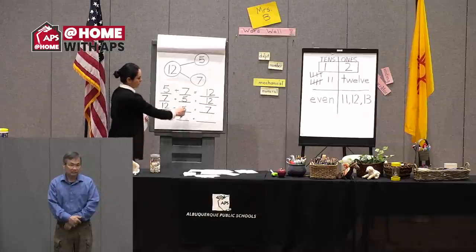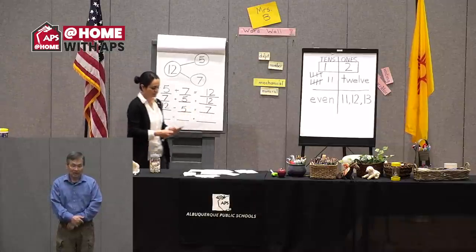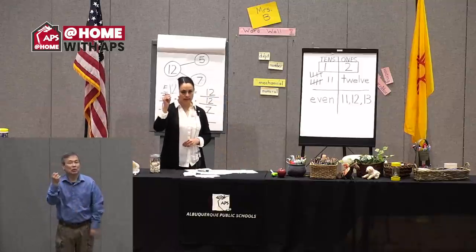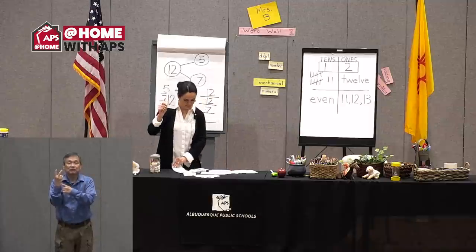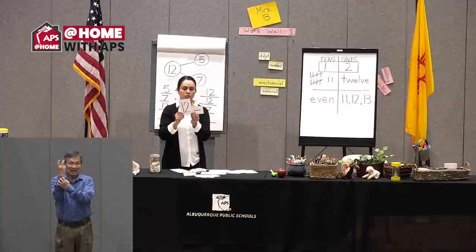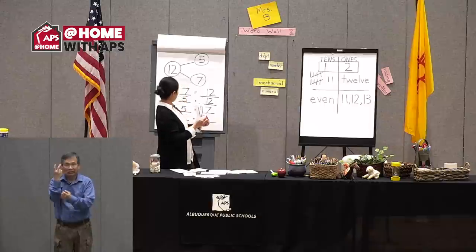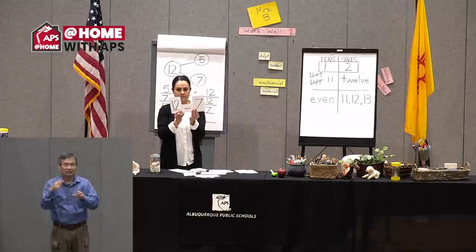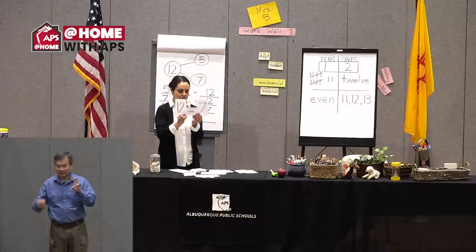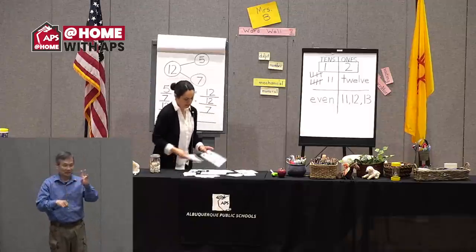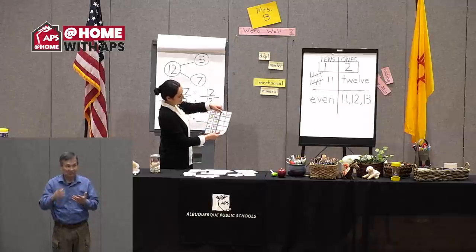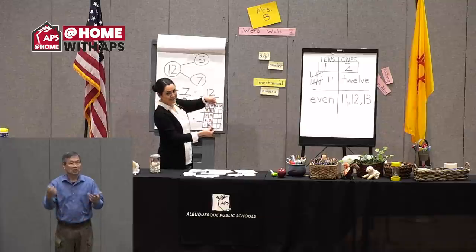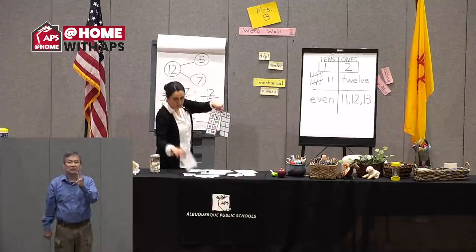Let's switch out 5 for the number 7. So this time, I'm going to start with my number 12, and I'm going to subtract or take away 7. Okay, let's see what we get. So I'm starting with 12 stickers. And I'm going to take away 7 stickers. And I'm going to cover them up with a card again.